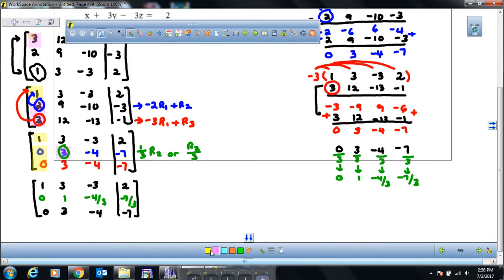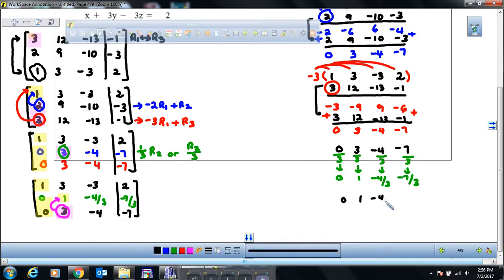So far we got the first 3 steps in the process. We make the 1 at the top, we make the zeros at the bottom, we make the 1 in the middle. Step number 4, we need to make that 3 in the bottom a 0. Now, to make it into a 0, we always need to add it to the equation that we made into a 1, which is the middle equation. So we're going to take the second row, which is this, and we're going to add it to the third row, which is 0, 3, negative 4, and negative 7.